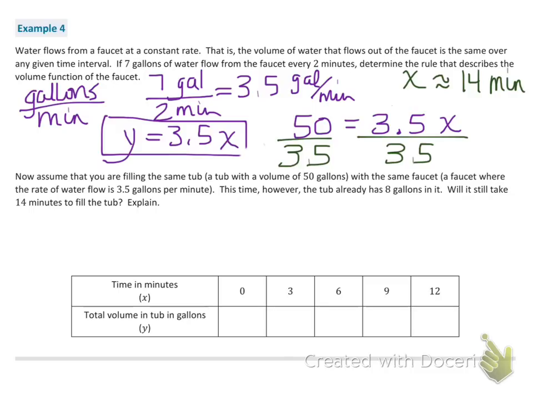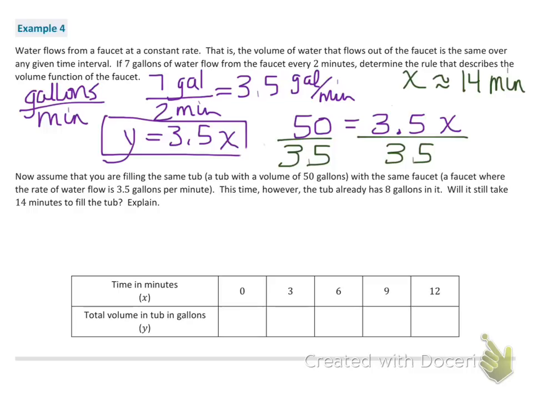Okay, so now let's look at the second part of this example. Now assume that you are filling the same tub, volume of 50 gallons, with the same faucet, a faucet where the rate of flow is 3.5 gallons per minute. This time, however, the tub already has 8 gallons in it. Will it still take 14 minutes to fill the tub? Explain. Okay, so obviously it won't take as long, right? Because there's already some water in the tub. So let's see if we can write a function rule for this situation where there's already some water in the tub, and then fill out the table below.